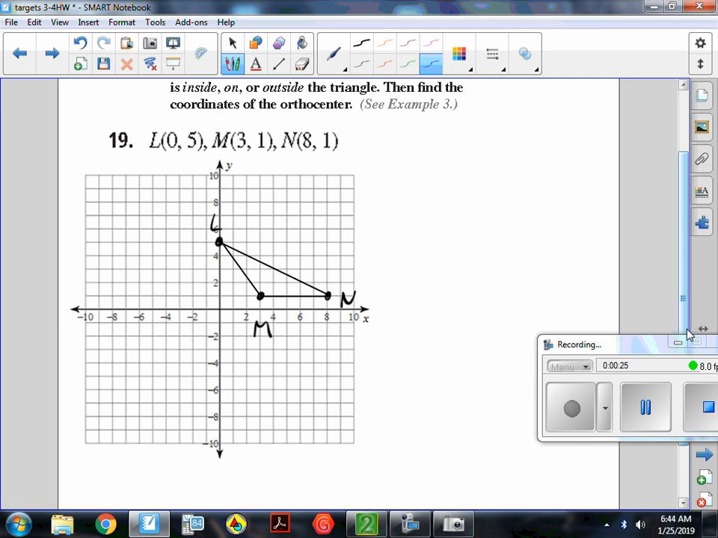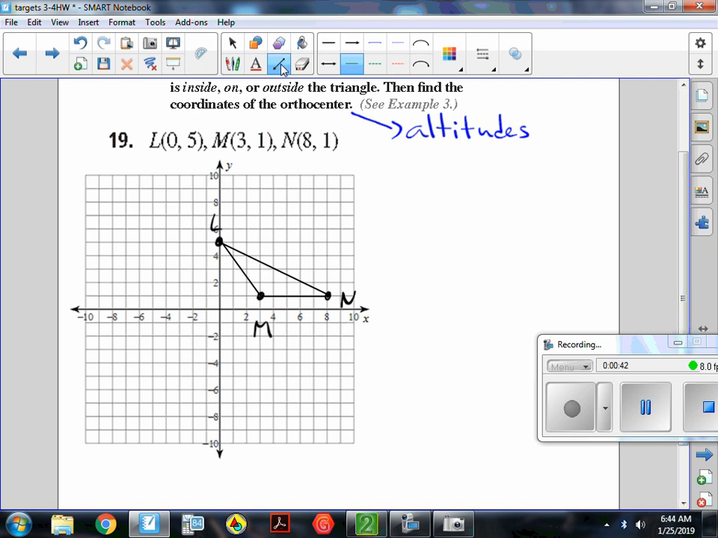So for an orthocenter, the orthocenter comes from the altitudes, and we need you to know the altitudes are drawn from a vertex perpendicular to the opposite side of the triangle, or perpendicular to the line that contains the opposite side of the triangle. For example, side MN, if you try to draw an altitude from L to MN, it's not going to hit on MN, but it will hit the line containing MN. So there's the line containing MN. The altitude would go from L to that line.